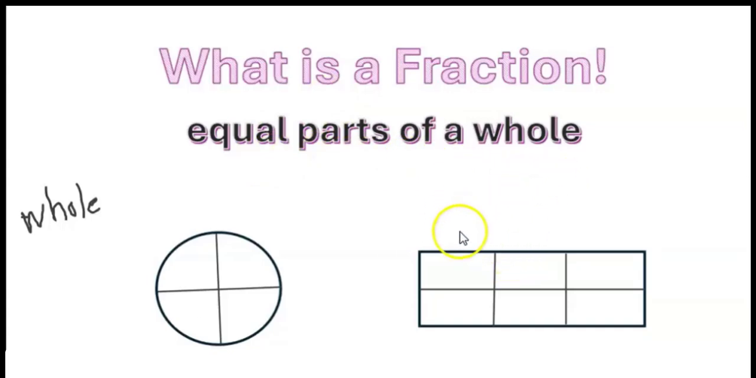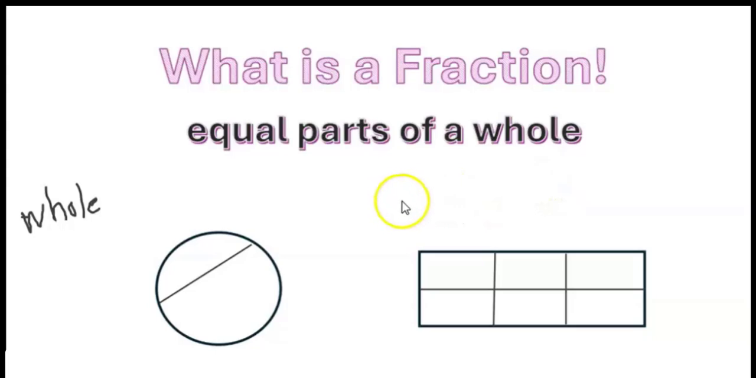Now, one thing you do need to remember is that means it cannot be unequal parts. For example, let's take this whole cookie and let's say we divided it like this. Now, we have two parts, but someone's going to get a little piece of a cookie and someone's going to get a large piece of cookie. This is called unequal. So this would not be what we consider a fraction in math because it is not equal parts of a whole. So remember, when you're dealing with fractions, it is equal parts of a whole.